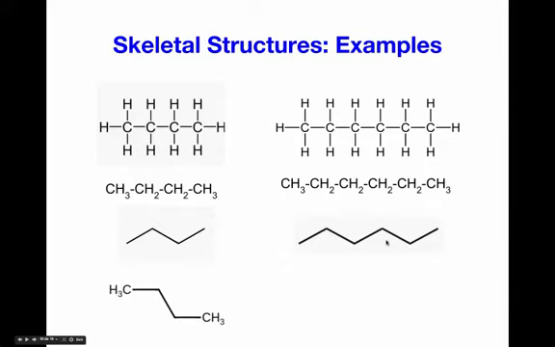And eventually these tend to look like zigzag lines or Charlie Brown's shirt, if you're familiar with Charlie Brown. And again, an alternate way of drawing the skeletal structure for hexane is to actually draw the carbons at the very end of the chain of carbons. So that is a very short introduction to skeletal structures.